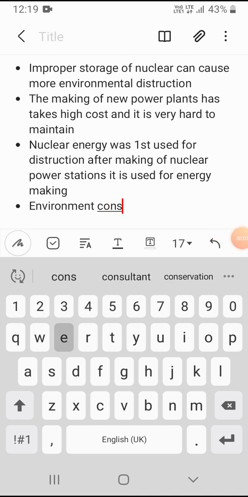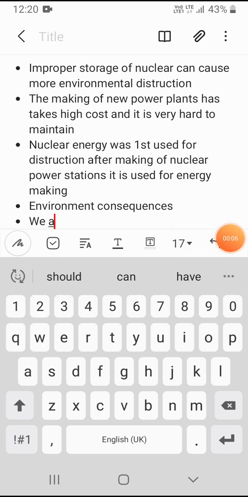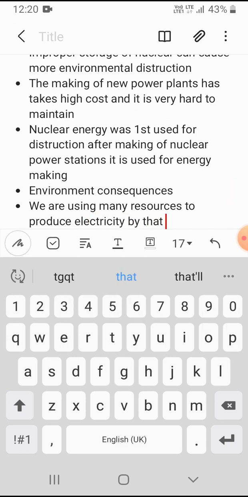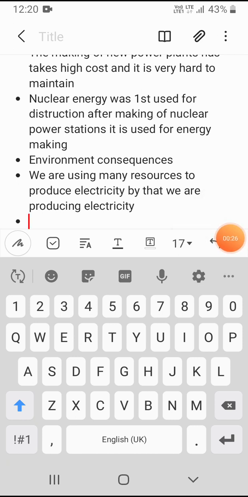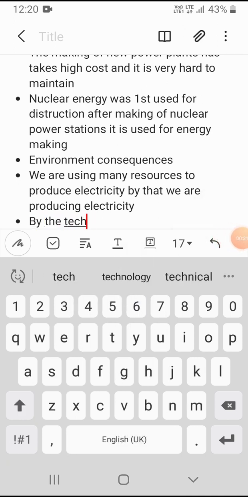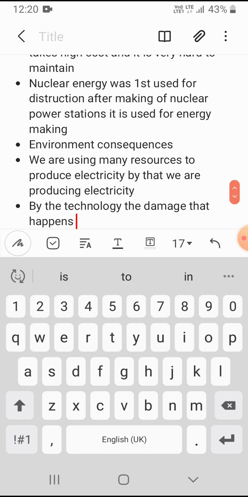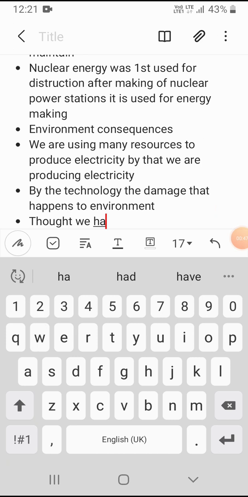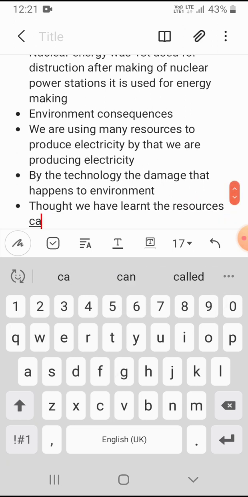Environmental consequences is our next topic. We are using many resources to produce electricity. We are producing electricity, but the technology causes damage to the environment. We have learnt that the resources cause problems to the environment.